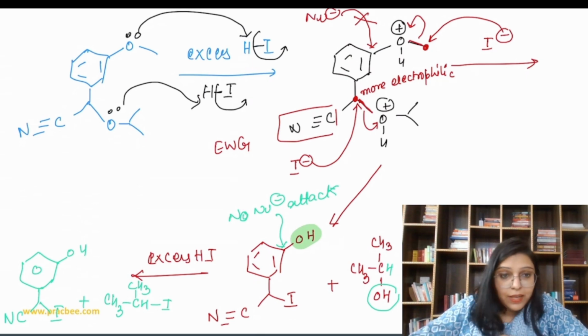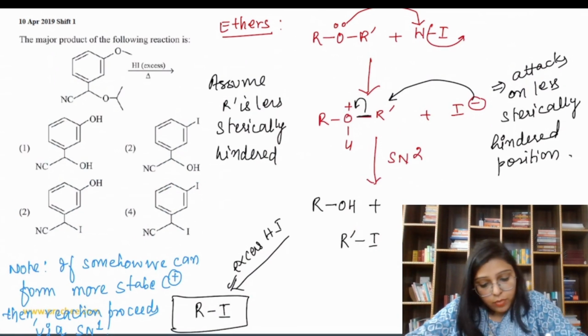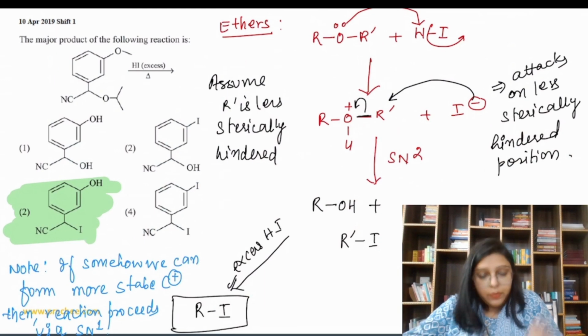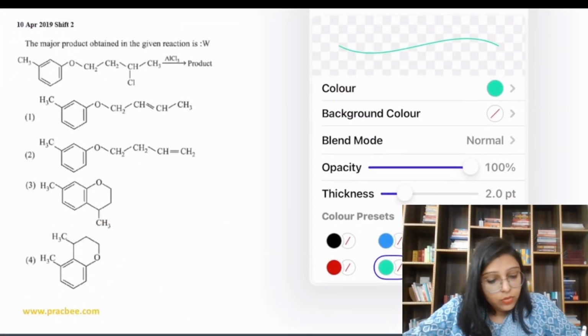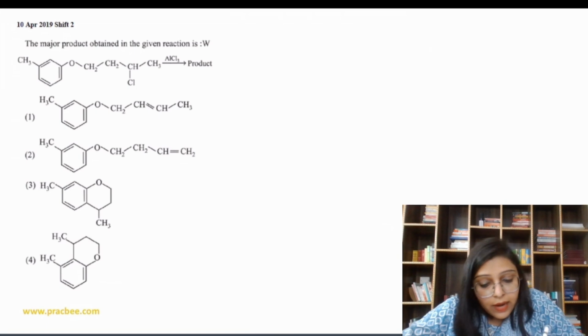Now let us match with the correct option. So CN and I and we have OH. So option number 2 is the correct answer. Okay, that's it. Now moving on to the next question. So the next question is this. We have CH3O, CH2, CH2, CH, CH3 and we have AlCl3. What is the role of AlCl3?